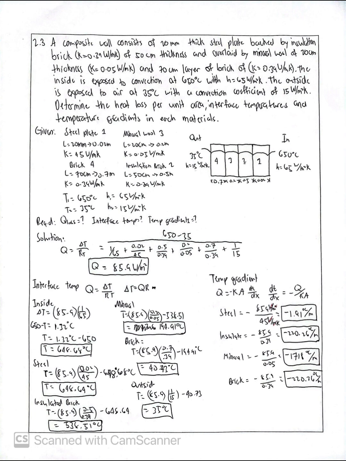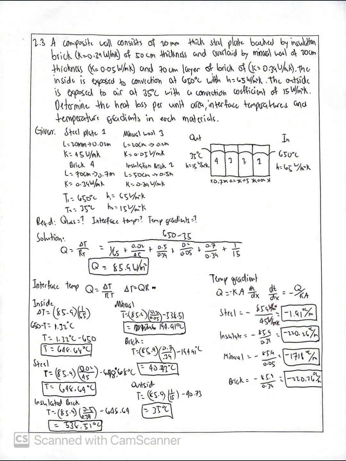Also, we have T1 650 degrees Celsius and T2 35 degrees Celsius, and H1 is 65 watts per meter squared Kelvin and H2 is 15 watts per meter squared Kelvin. The required are the heat loss, interface temperature, and temperature gradient. The illustration here has the first, second, third, and fourth materials with their thicknesses, the inside and outside temperature, and convection coefficient. For the solution, the formula we will use is Q equals delta T over total resistance.